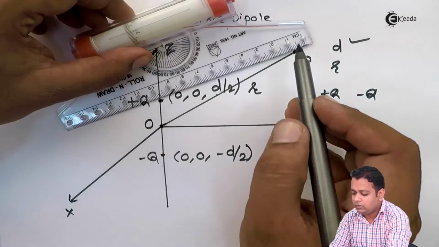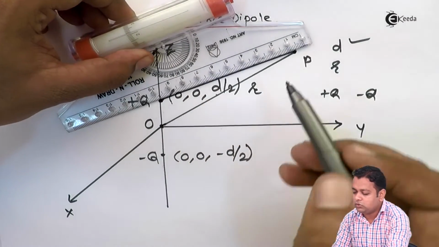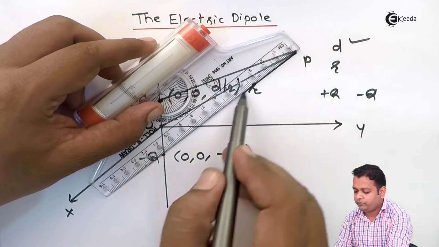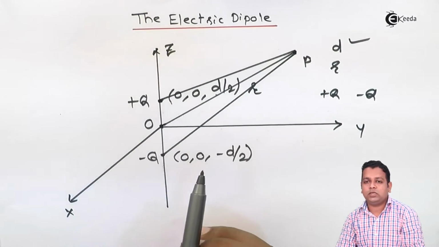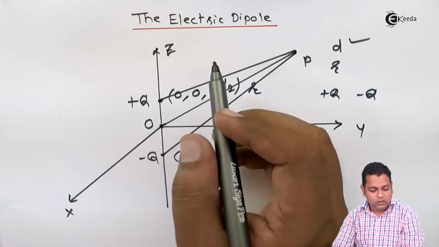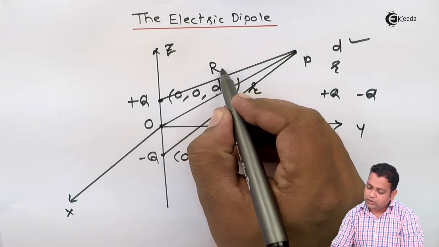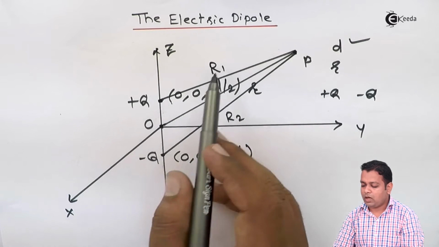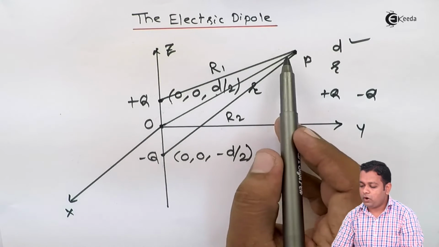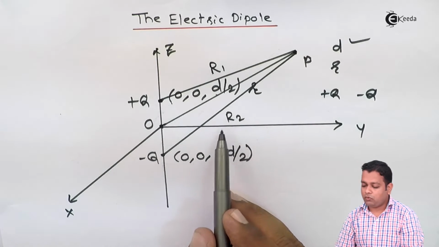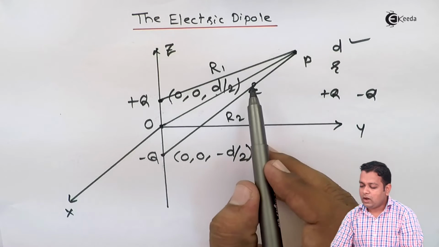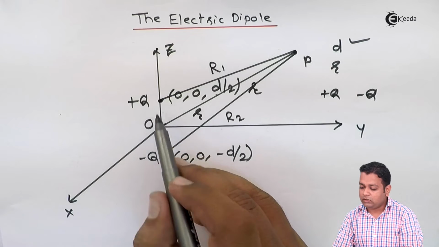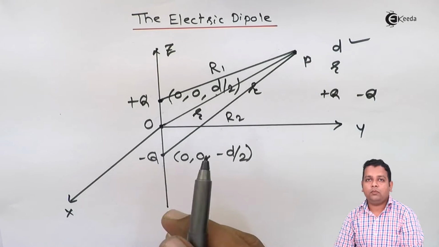Here I can draw a line joining plus Q charge to the field point P, then minus Q charge to the field point P. Here we can give the representations capital R1 and capital R2. Capital R1 is from plus Q to point P, capital R2 from minus Q to point P, and small r I rewrite here from origin O, which is the center of this pair, to the point P.